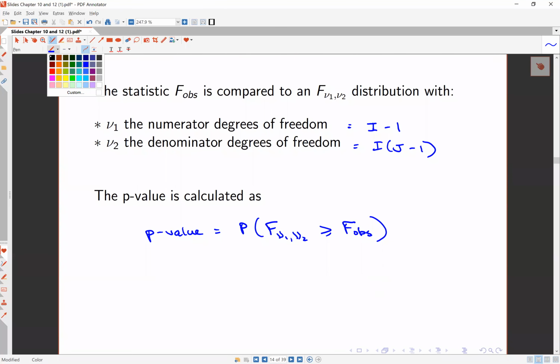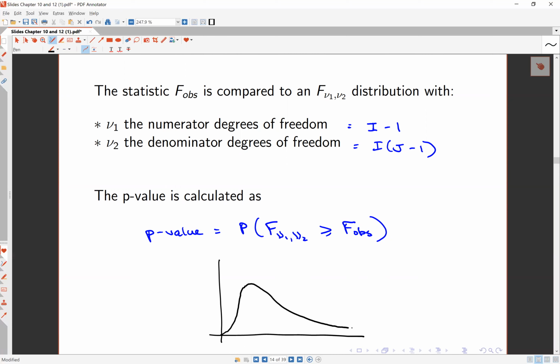Now this F distribution is a strictly positive distribution. It's skewed to the right. So if we visualize it, the way we draw the chi-square distribution, kind of the same type of figure, and we calculate a quantity F observed, and our p-value is the area to the right of F observed under the curve.